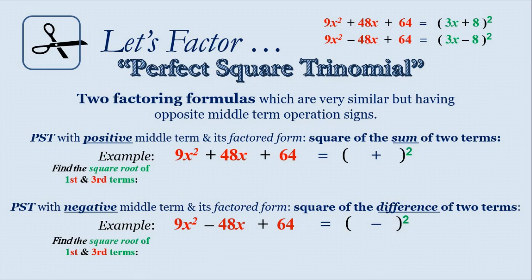To find the square root of numbers and variable expressions, be sure to have watched our previous video lesson episode entitled Square Root and Cube Root of Variable Expressions and Numbers. The square root of 9 is 3. The square root of x squared is x. The square root of 64 is 8. That would be the same for the bottom problem.